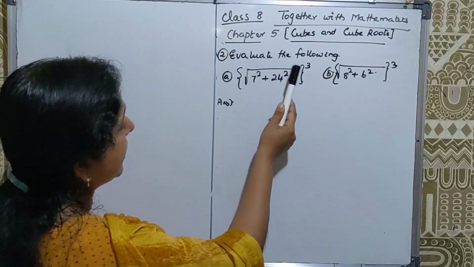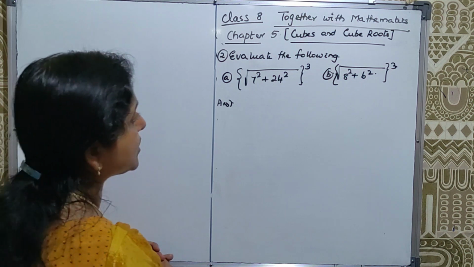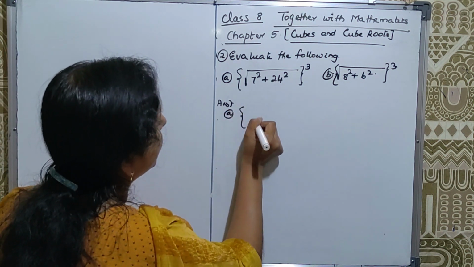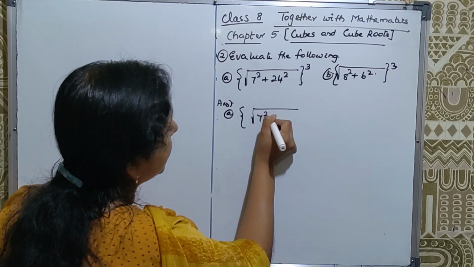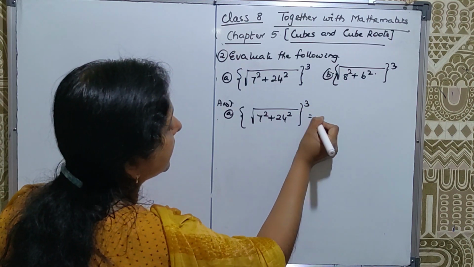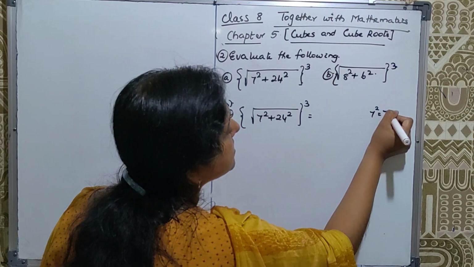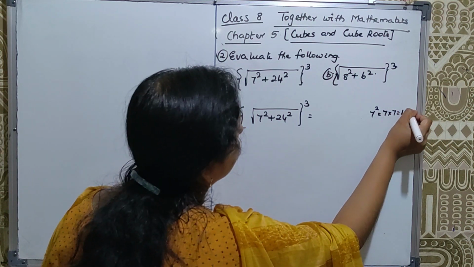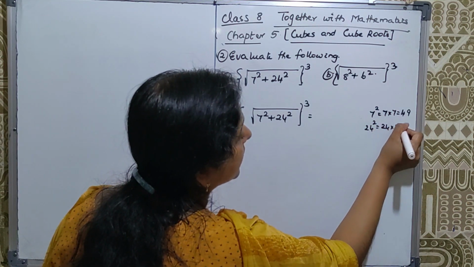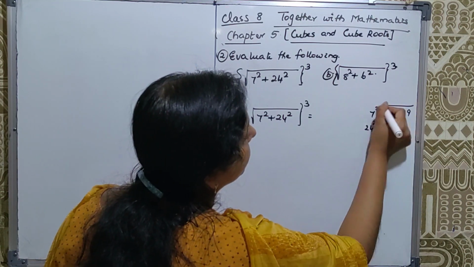Now question number 2, evaluate the following. It's part A: square root of 7 squared plus 24 squared, the whole cube. So let's answer: square root of 7 squared plus 24 squared, the whole cube. 7 squared is 7 into 7, 49. And 24 squared means 24 into 24, equal to 576.